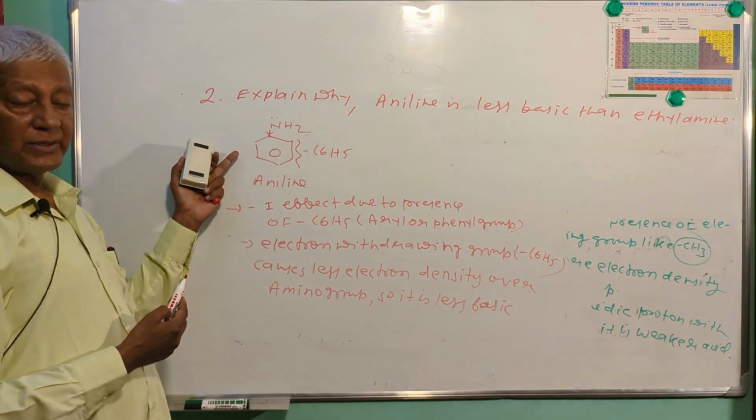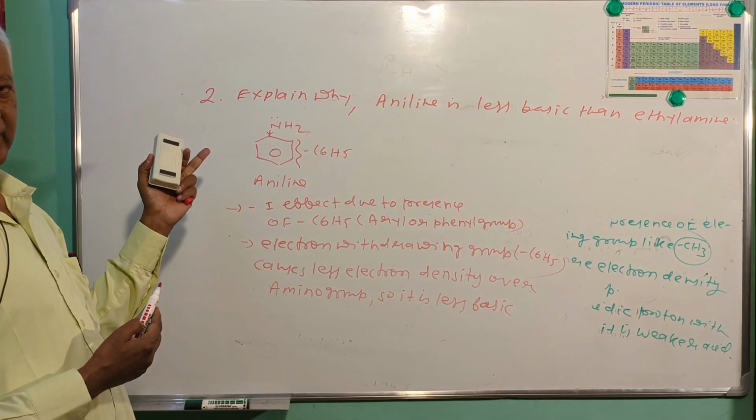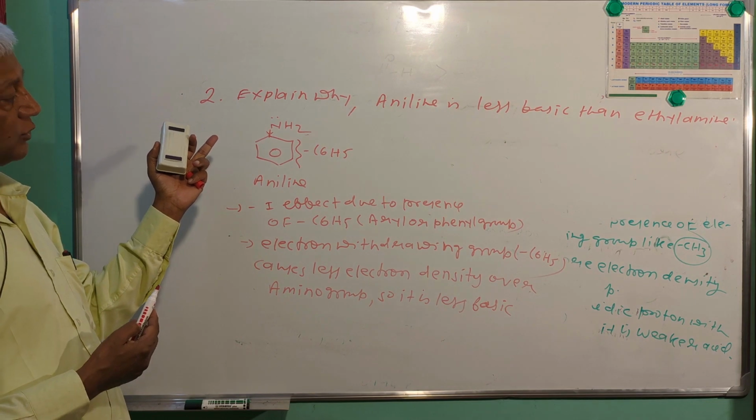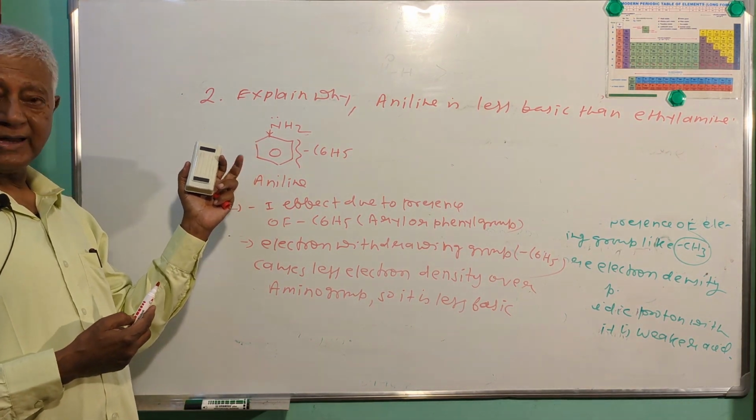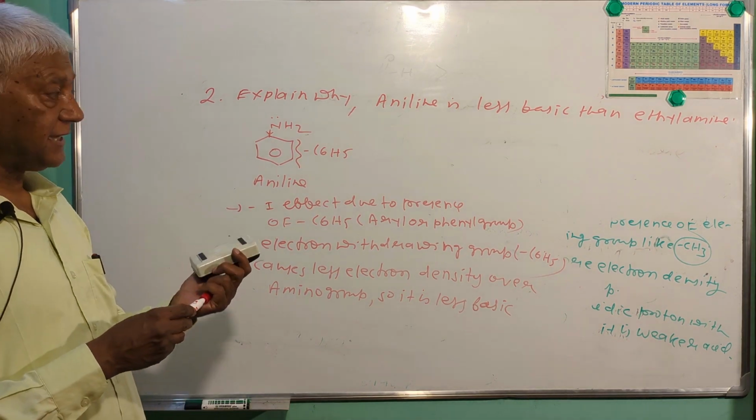Why? According to the Lewis concept of a base, those species which have more electron density are more basic, and those which have low electron density are less basic.